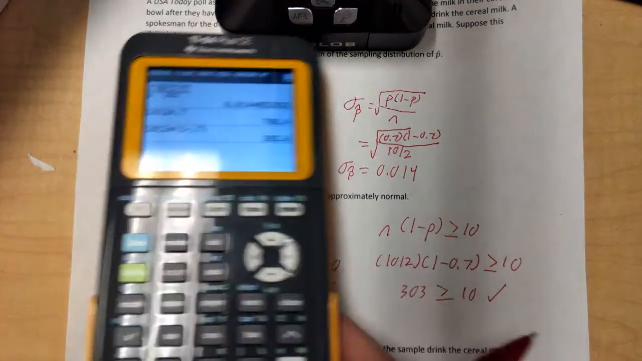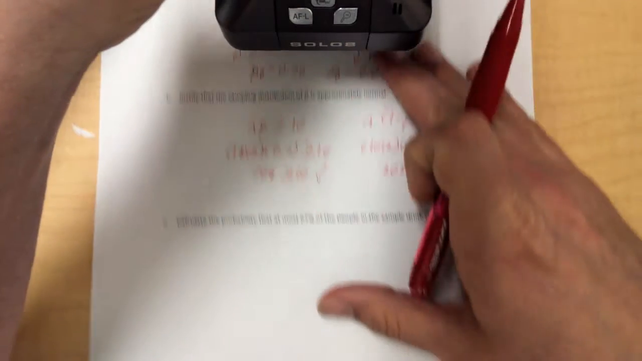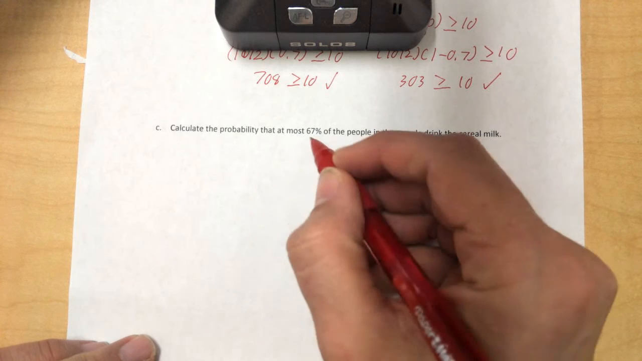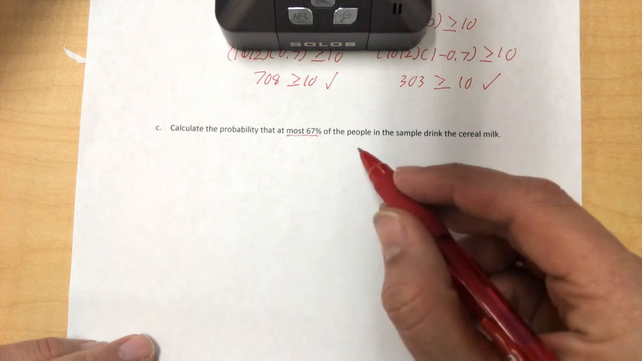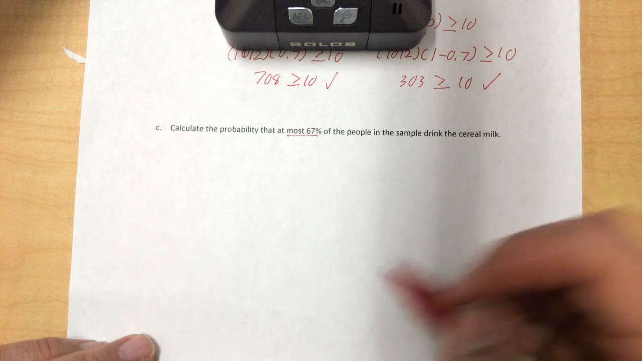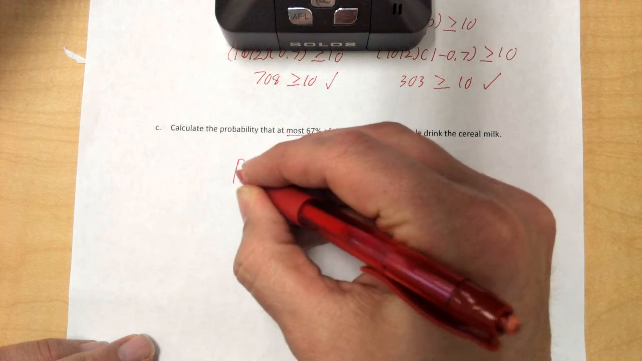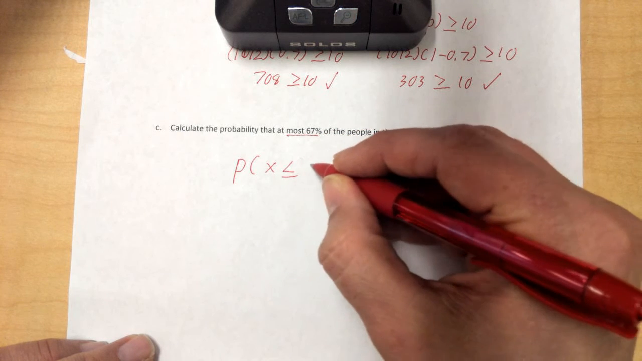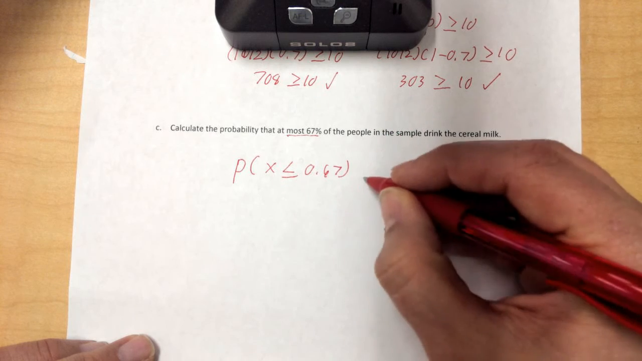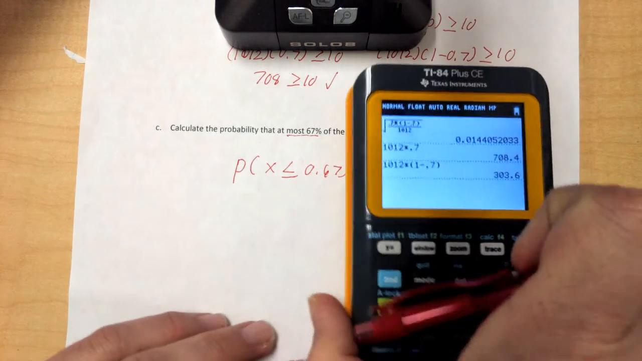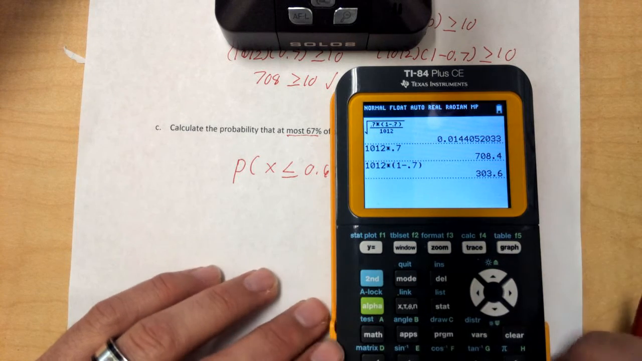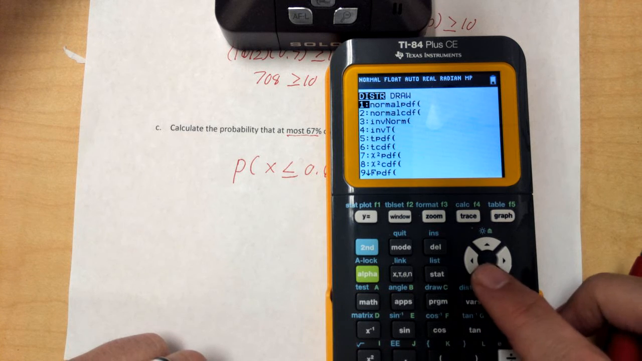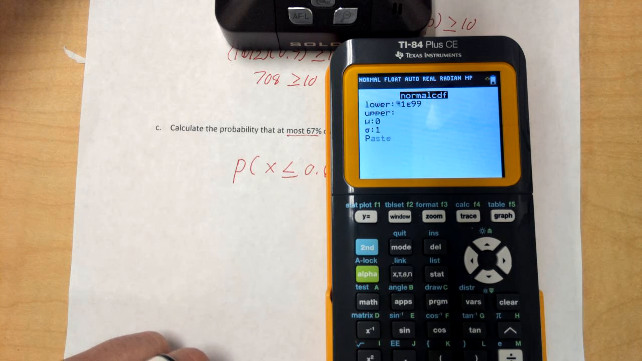Now because we've satisfied the normal condition, we can find the probability that at most 67% of the people in the sample drink their cereal milk. So we want to find the probability that P hat is less than or equal to 0.67. Because it's approximately normal, we're going to use our normal CDF. So we go second VARS to get to the distribution, and down to option 2, normal CDF.